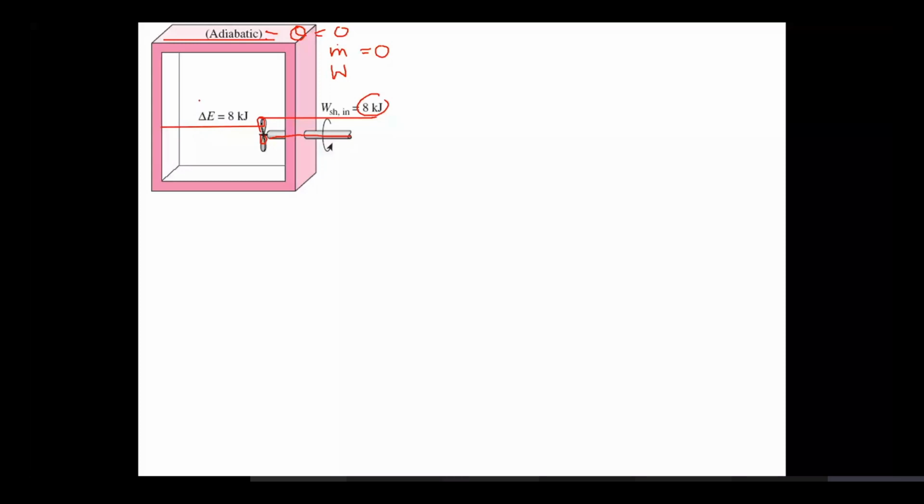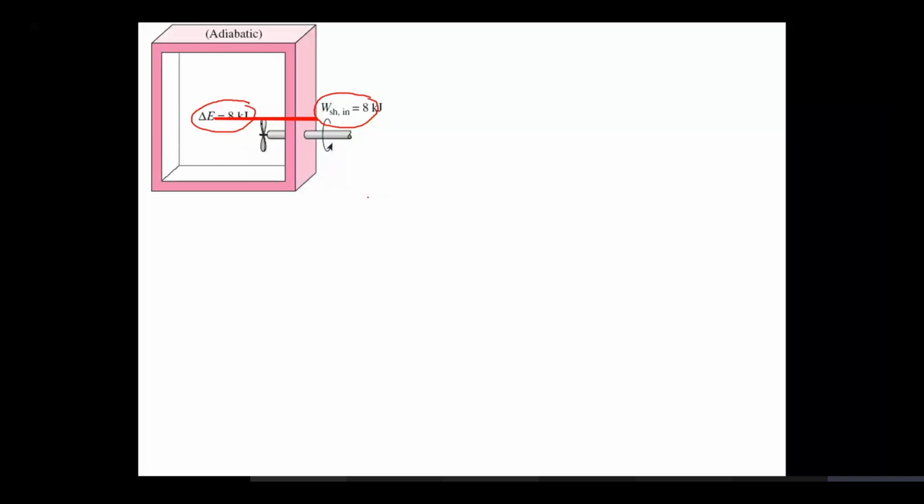So, I am doing work on the system by rotating a shaft, which results in my system moving from state 1 to state 2. And as it moves from state 1 to state 2, the change in energy of the system is 8 kilojoules. So this is one way of doing work on the system where the amount of work done is in the form of shaft work and the energy change is equivalent to the amount of work that you have done on the system.